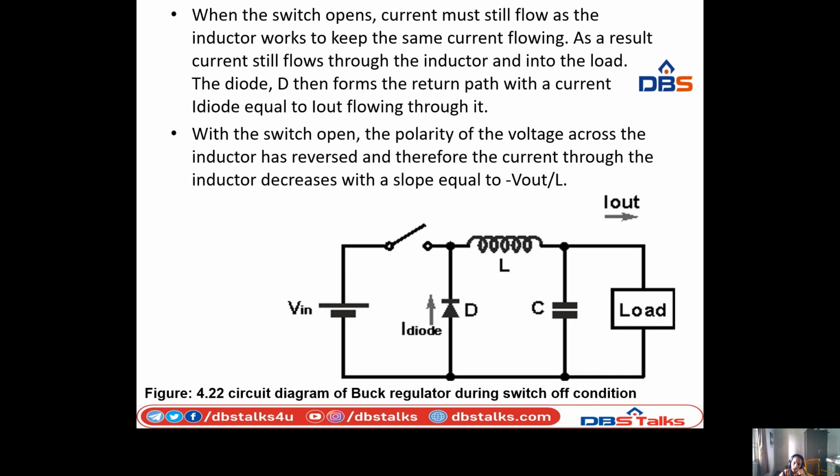The inductor current decreases whenever the switch is in the off state, decreasing with a slope of minus V out by L. So this is the operation of the buck regulator during the switch on position and off position.